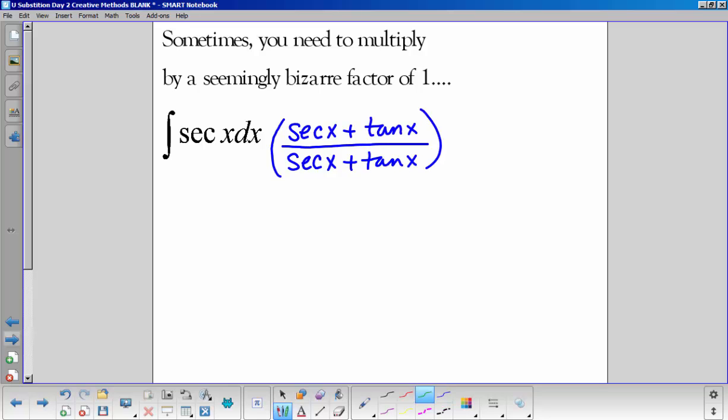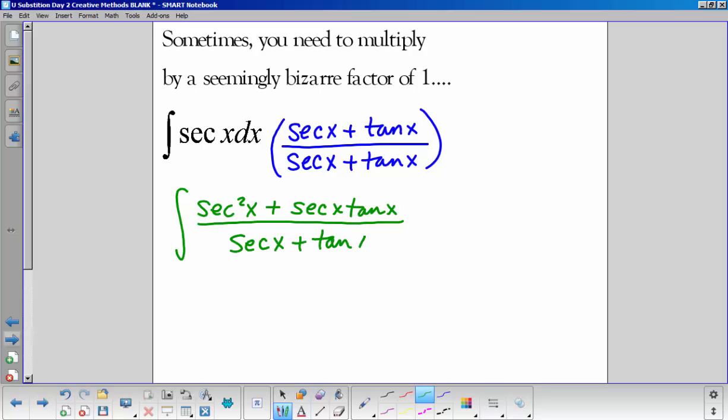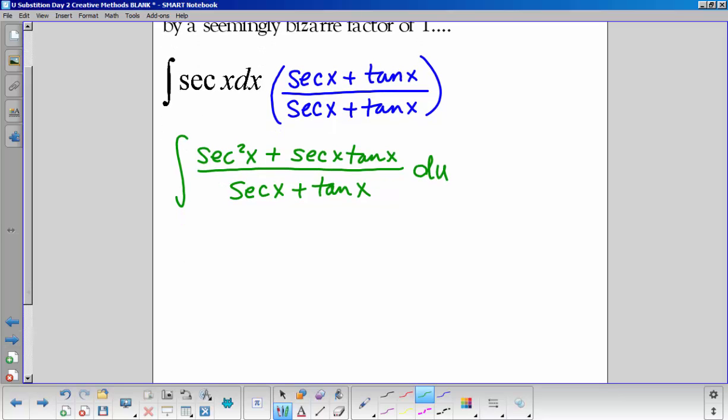What happens when you do that to the numerator, you get secant squared x plus secant x tan x, which these two characters up here in the numerator look like derivatives of some things that we know. And then we get secant x plus tan x on the bottom. And so the numerator looks like whose derivatives? Tangent and secant, which happens to be on the bottom. So we're going to let u equal secant x plus tan x.